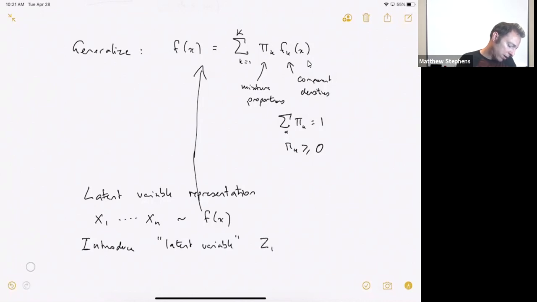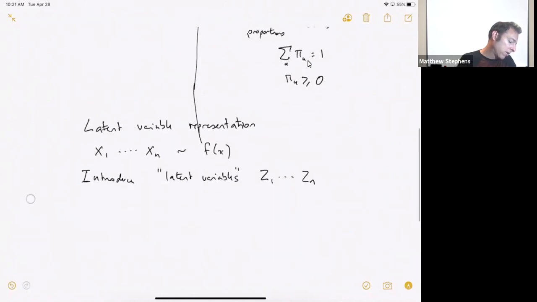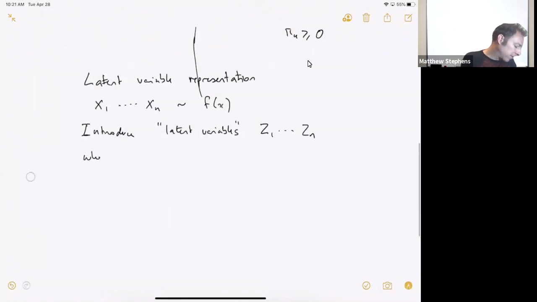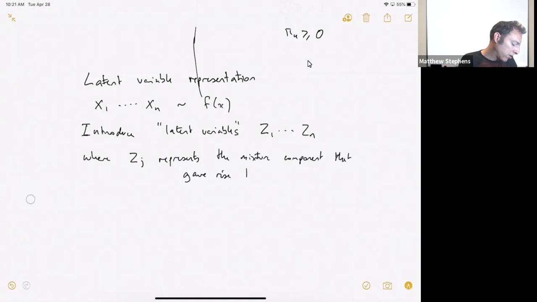Z1, or latent variables, I guess I should say, Z1 up to Zn, where Zj represents the component of origin of Xj. Okay, so the mixture component. And we'll say what we mean by that in a minute. So the mixture component that gave rise to Xj.